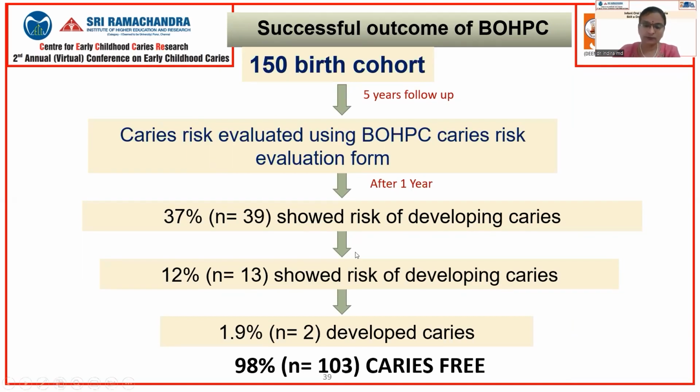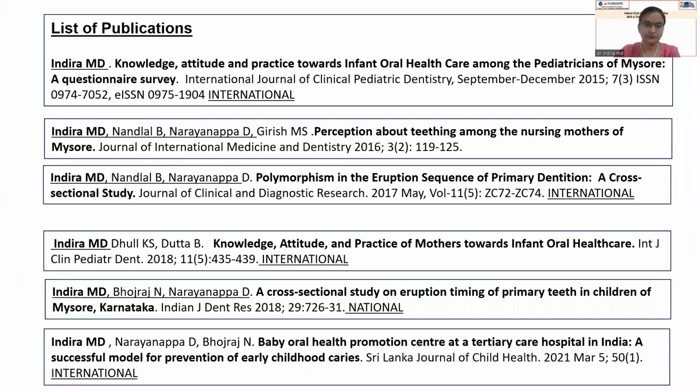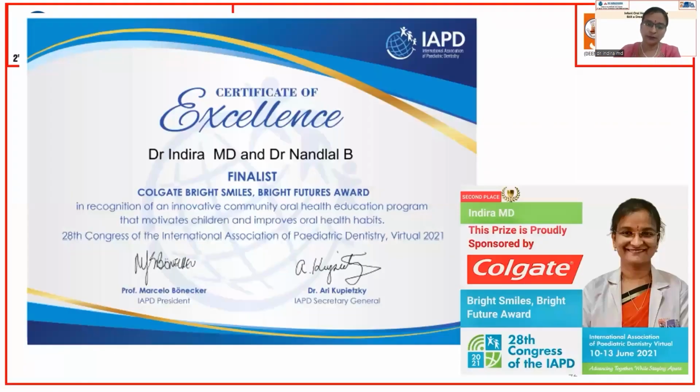So this was followed up for 5 years, and at the end of 5 years, we could note that only 2% of the children developed caries, and 98% remained caries free, showing that the establishment of this clinic and constant support and constant education to the mothers actually helped in preventing the occurrence of early childhood caries. These are the various projects which have been done in this clinic, and these are a few publications.